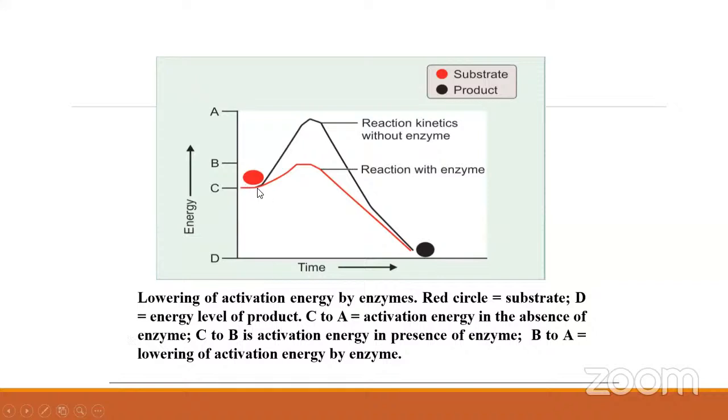See, this is a substrate, and this is the time taken for that reaction to take place without the action of an enzyme. So it requires a lot of time, right? So what will happen if we add an enzyme for the substrate to be changed into the product? It will require only a shorter time, and it requires less energy.